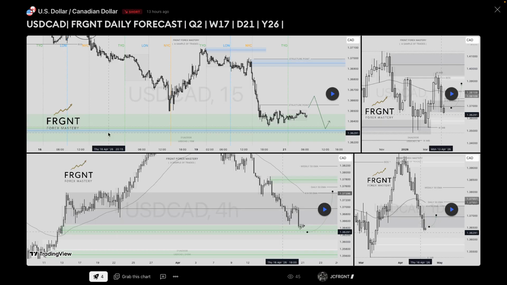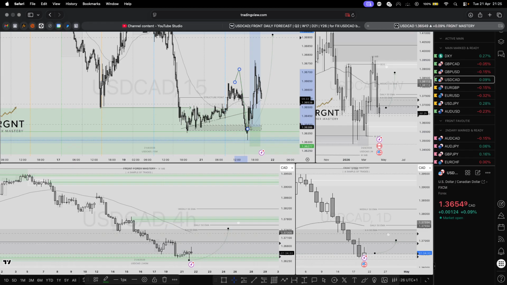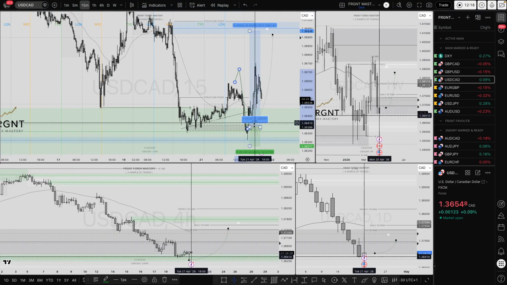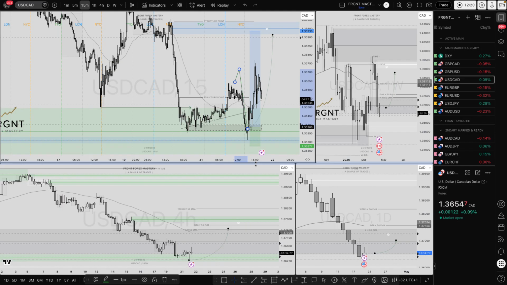US dollar CAD. Here we are, 13 hours ago. Break above, pull back, off we go. Live market analysis: break above, pull back, off we go. So pretty much trading directly in line with my forecast, as I always do my absolute best to do.